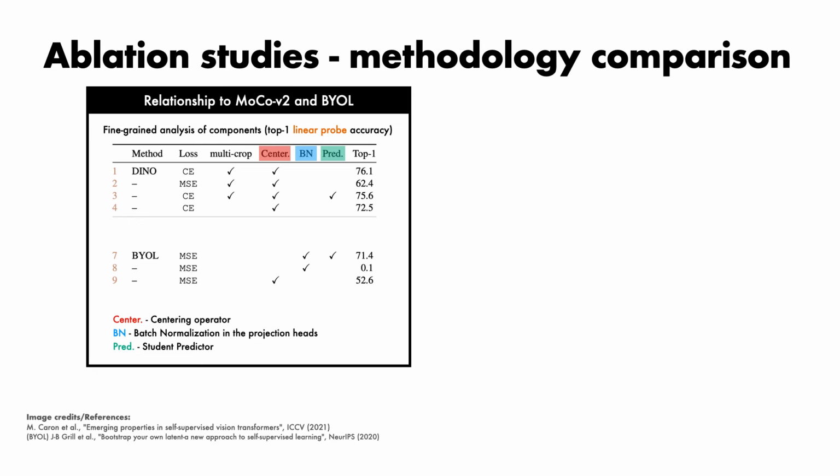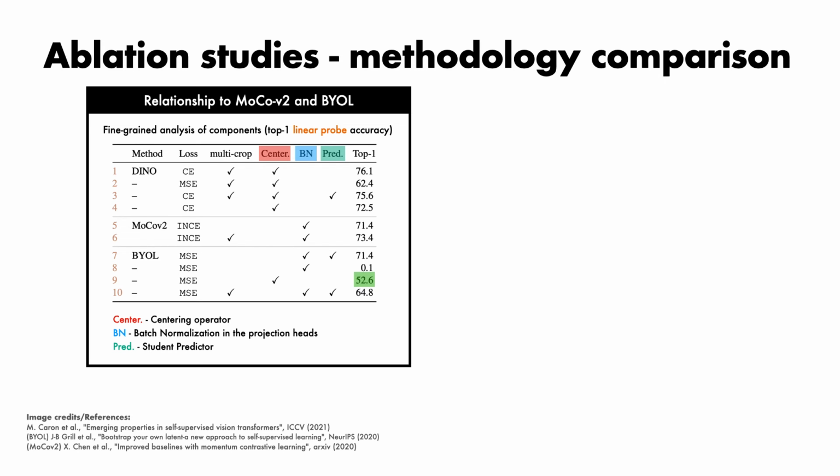It appears that using centering without a predictor is sufficient to avoid a collapse with BYOL, though it works less well. It is further found that multi-cropping also works pretty well with MoCo v2, improving a baseline by 2%. Removing this component harms performance in DINO. By contrast, multi-cropping does not appear to help BYOL.